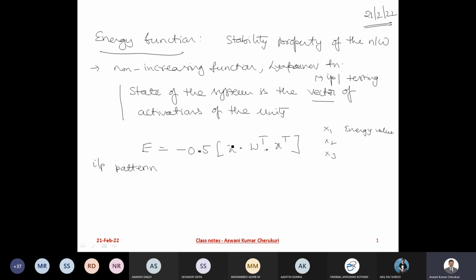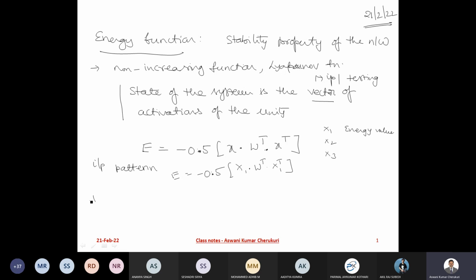We all know that in associative memory models the weight matrix is the one which represents the memory. So W transpose times x transpose. Though I have written a small x here, you can regard this as the vector. So for the x1 vector, it is W transpose x1 transpose. So E is equal to minus 0.5 times that, giving the corresponding energy values of all the patterns x1, x2, x3.